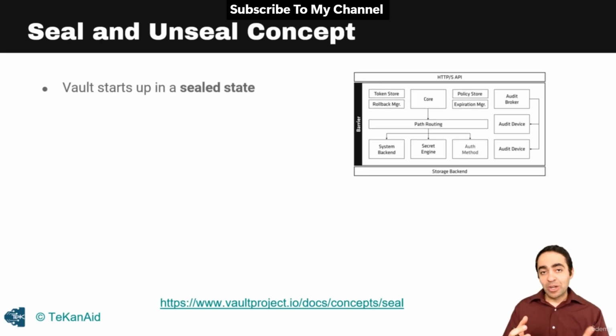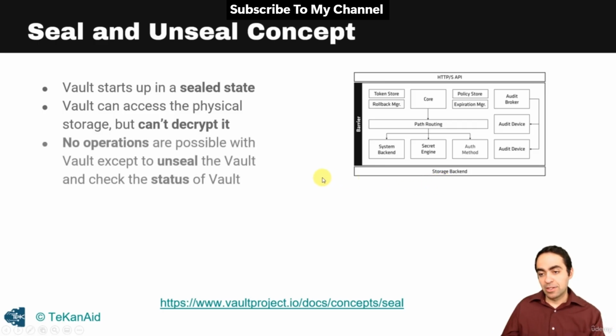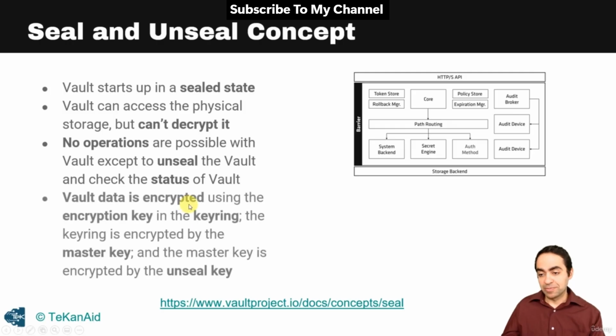When Vault starts up, it starts up in what we call a sealed state. Similar to a bank vault, it's completely locked down, and you can't do anything with Vault. The only thing Vault can do is access the physical storage. The underlying storage backend, it has access to it, but it cannot decrypt it or get any data out of it. So no operations are possible with Vault except to unseal the Vault and check the status of Vault. Very important to note this.